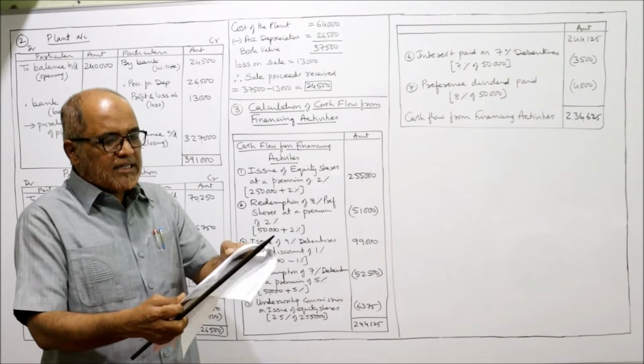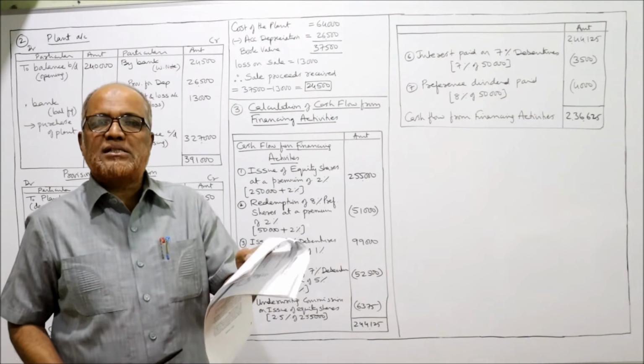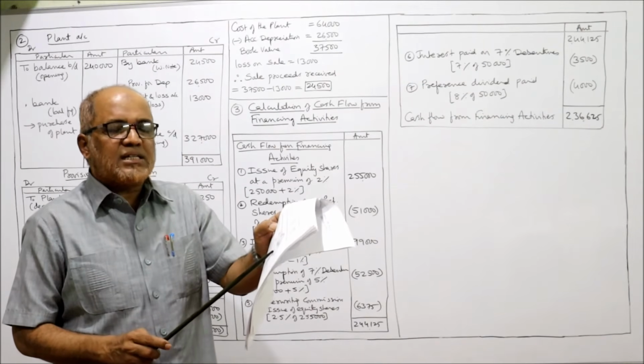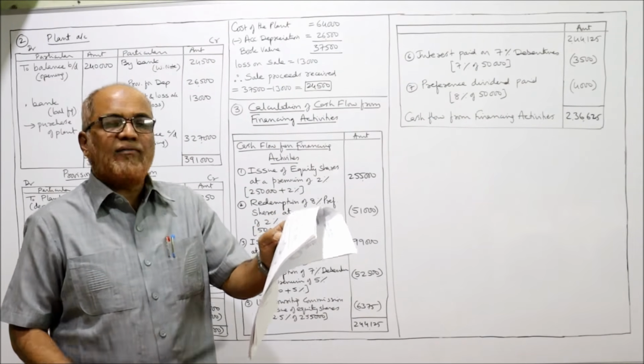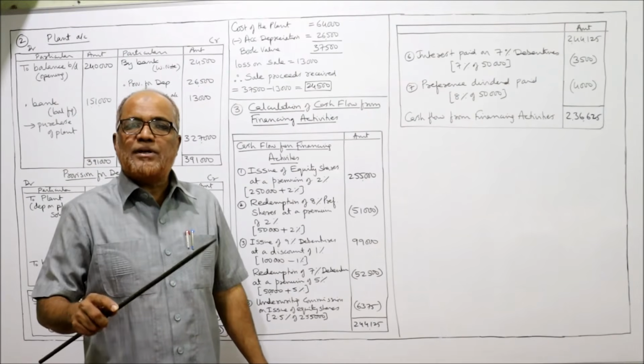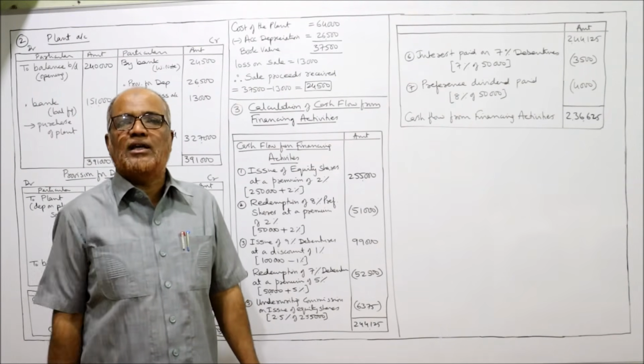Two points more. Next is 9% debentures. 9% debentures last year nil. Current year 1 lakh. That means 9% debentures were issued during the year.